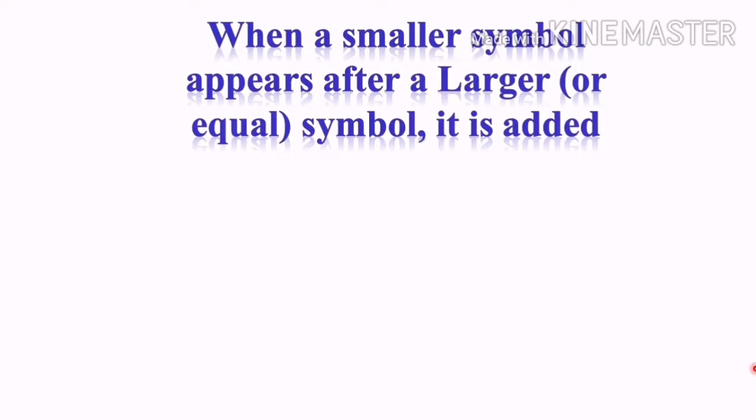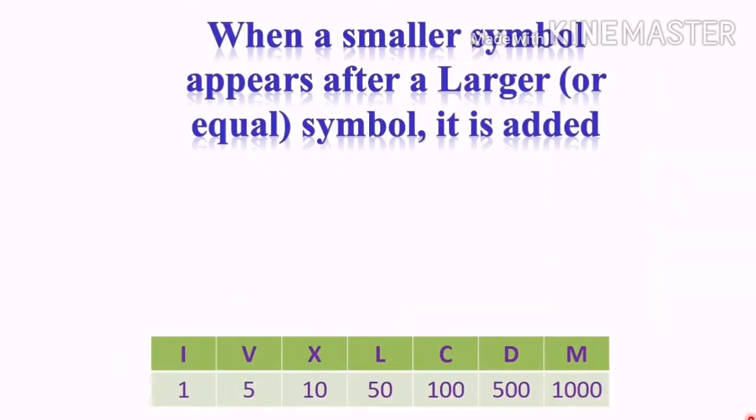Here is our next rule. When a smaller symbol appears after a larger or equal symbol, it is added. Here we have 2 examples. VI. Here the symbol I appears after the larger symbol V. 1 appears after 5. So the values will be added. So 5 plus 1 gives 6.